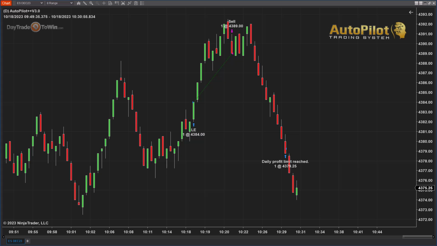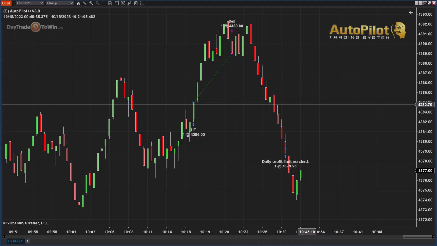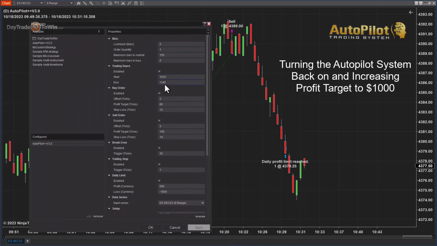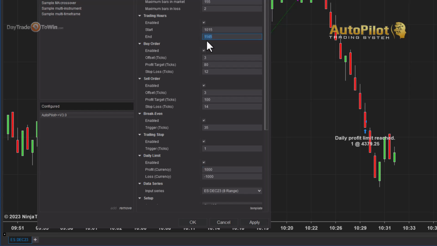So we have this daily profit and loss maximum threshold. If it makes a certain amount of money, whatever you set it to, or if you lose a certain amount of money. So let's re-engage this. Let's turn this back on. And what I'm going to do now is increase. So the time is still between, we're up to 11:45. So we haven't passed yet the time where we want to trade, right?